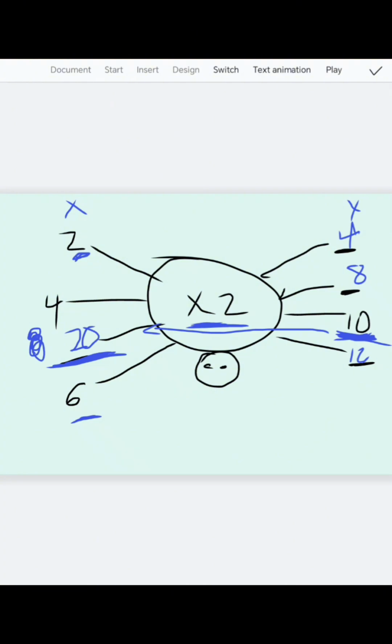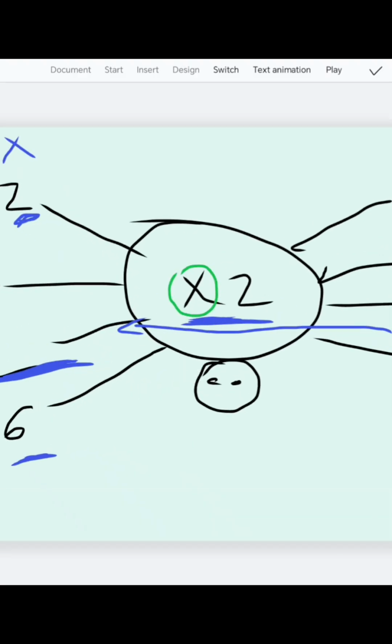So let me rub it. It is wrong, this one. So what must I do? Because you are doing it the other way around, it means that you must change the sign here from multiply to divide.